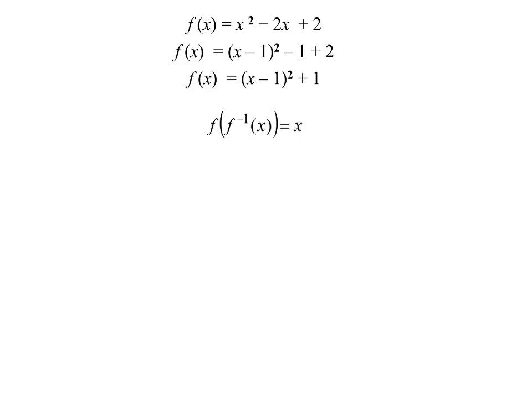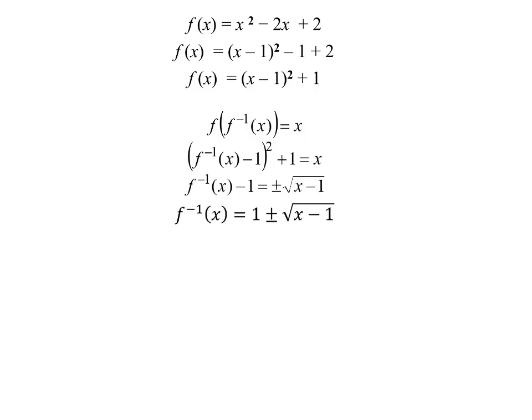To find f inverse, we find the composite f of f inverse x equals x. Substitute f inverse x into the function. We will get f inverse minus 1 squared plus 1 equals x. Next, we get f inverse x minus 1 equals plus minus the square root of x minus 1. Finally we will get f inverse of x equals 1 plus minus the square root of x minus 1.